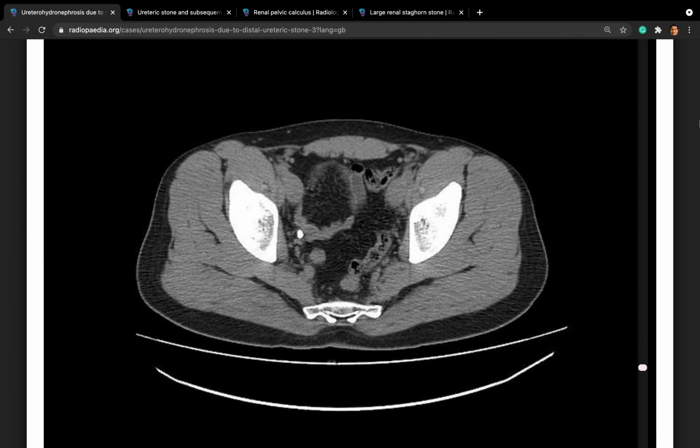I would also, if this is his first stone, make sure I check his calcium and his urate, and if they are all normal, I will discharge him back to the GP at that point. If he's a high risk patient, meaning he's had more than 3 stones in the last 3 years, or he's got a strong family history, then I could consider further metabolic evaluation.